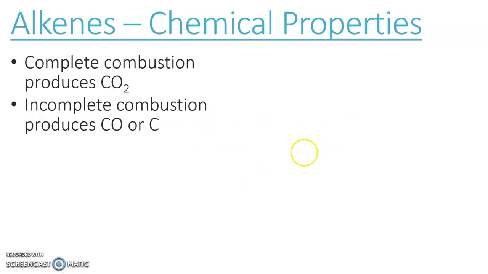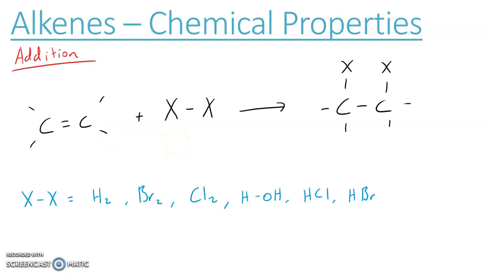Similarly to alkanes, complete combustion produces carbon dioxide, and incomplete combustion produces carbon monoxide or just carbon. There are a few different reactions. The most common reaction for an alkene is an addition reaction. We're reacting the alkene with a molecule, and that molecule is simply added on to the alkene. The double bond breaks, freeing up two single bonds, and then the molecule can be added either side of the double bond. So this could be hydrogen, bromine, chlorine, water, or a hydrogen halide. These are all possible addition reactions.